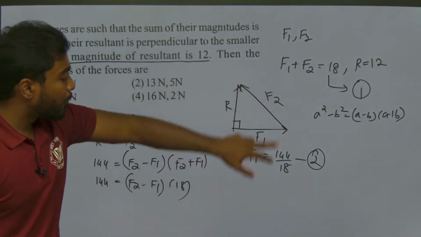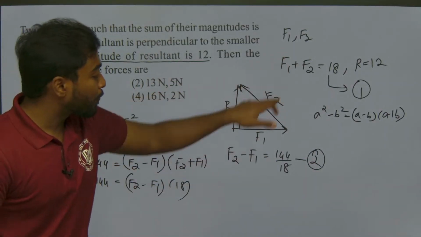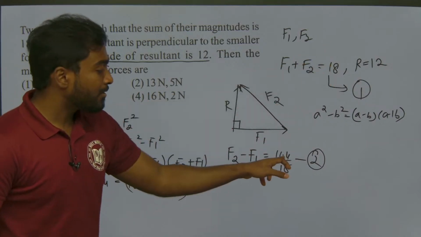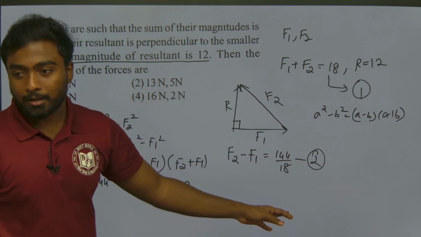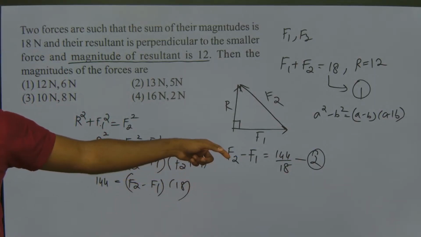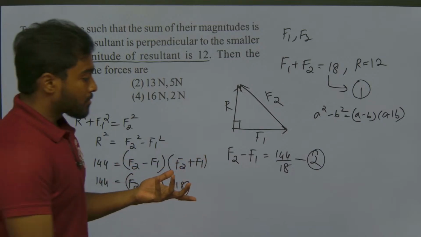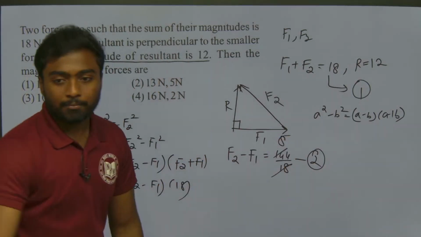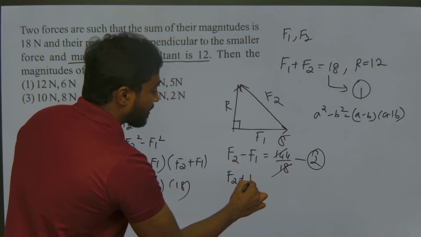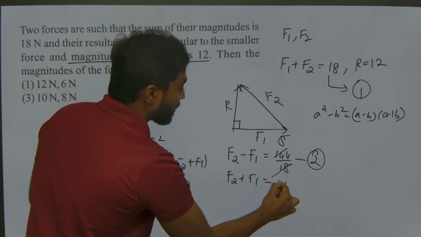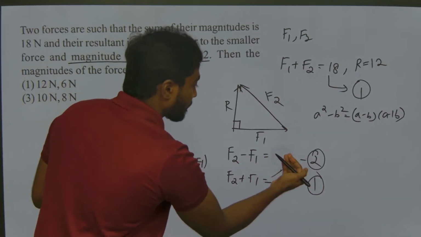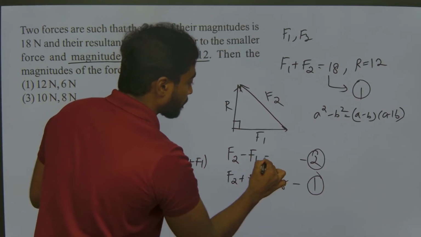If I add both the equations, what will happen? F1 and F1 will get cancelled off. 2F2 will be equal to 18 plus 144 by 18. So what is 144 by 18? It is 8, no? So F2 plus F1 is equal to 18, this is equation 1, and F2 minus F1 is equal to 8. I'll write it here.